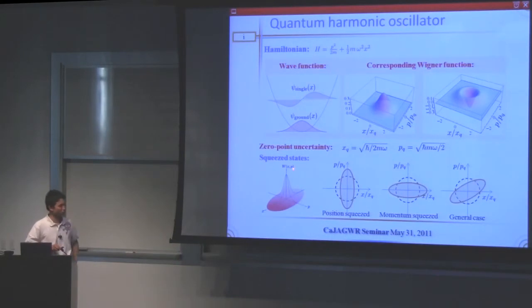And then another interesting case, which I will mention again and again, is the squeezed state. And this is the Wigner function. What I draw here is a projection of the Wigner function in this phase space. This dashed curve shows the vacuum state, or the ground state. This one has less uncertainty in position, that's why I call it position squeezed. And this one has less uncertainty in the momentum. And in the general case, momentum and position are correlated. You have this one. Okay.